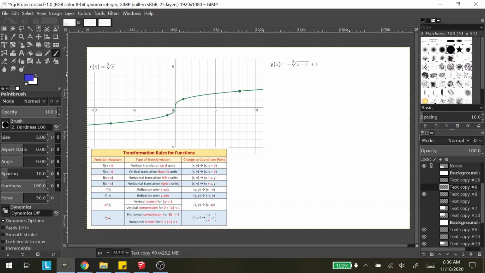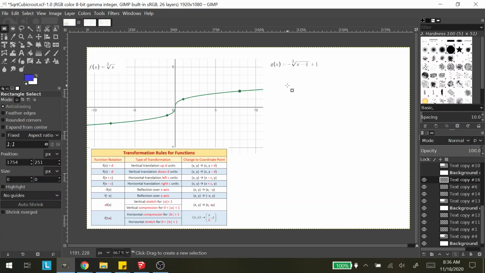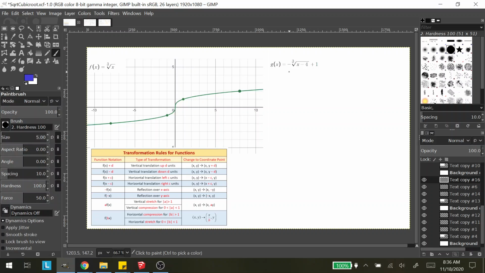Okay, let's go on to cubic roots. Same concept. We're going to break this down into the various transformations. So let's just look at each one individually. We've got a negative in front, so that means we're going to flip. We're going to flip over the x-axis. So in this case, we're going to be flipping top to bottom. We've got that negative 4 on the inside. Again, that's inside. So we're going to be going to the right 4. And then we're going to be going up 1.